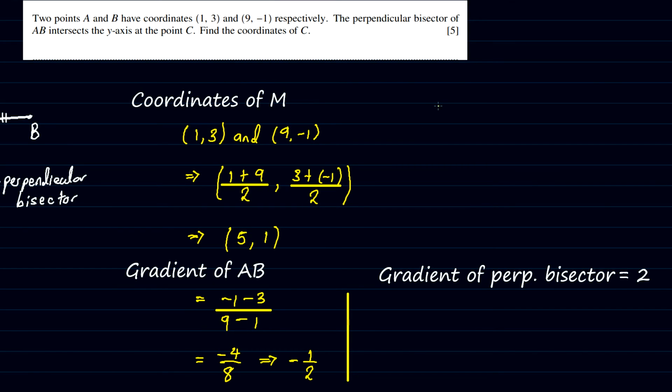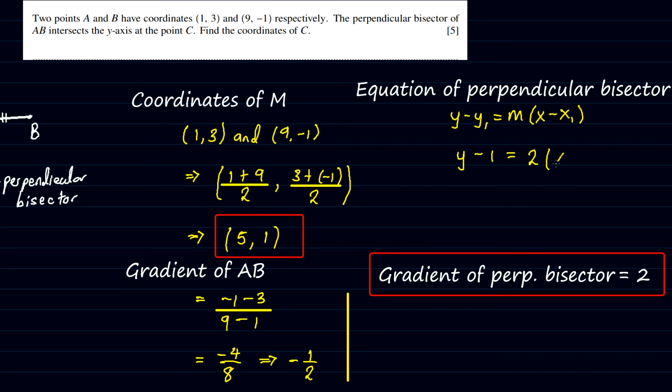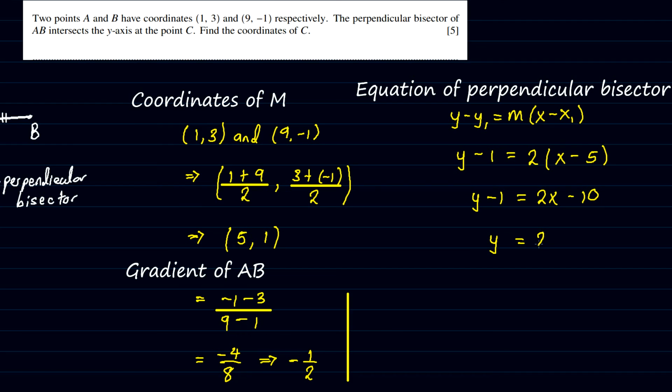We can now look for the equation of the perpendicular bisector, using y minus y1 is equal to m of x minus x1. So using the point, that will be y minus 1 is equal to the gradient 2 of x minus 5. This will be y minus 1 is equal to 2x minus 10. So this will give us y is equal to 2x minus 10 plus 1, which is the same as y is equal to 2x minus 9.